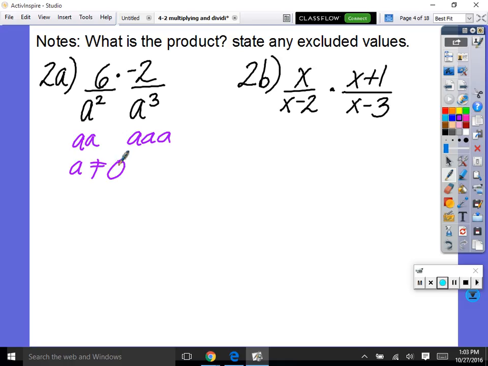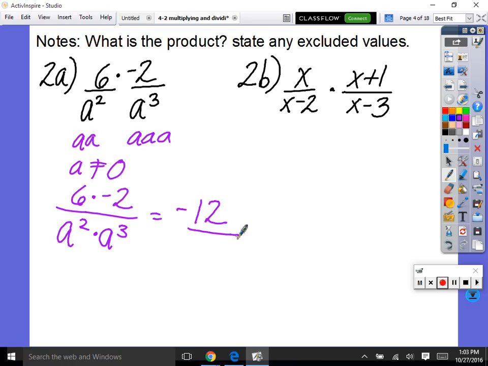We've restricted the domain. So now there was nothing. Now let's put this over one fraction. 6 times negative 2, and on bottom we have a squared times a cubed. Can anything divide out? Nope, so we just multiply it together. So that's negative 12 on top. On bottom, when you multiply the same base, we add our exponents. You guys are great. A to the 5th. There's our answer as long as a does not equal 0.